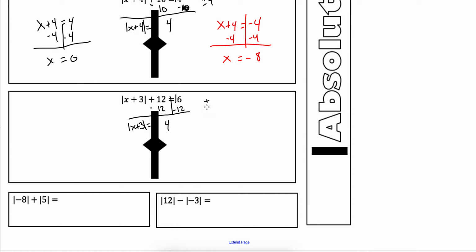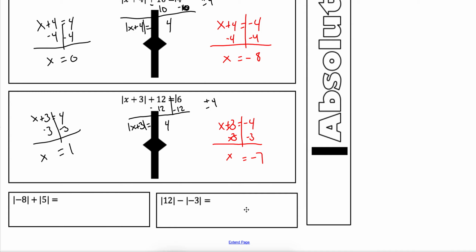Again, that could be a positive or negative 4. Absolute value. We have x + 3 = 4 and x + 3 = -4. We're going to subtract 3 from both sides on both equations. x is the same as 4 minus 3, which is 1. x is the same as -4 minus 3, which is -7. Pretty good.